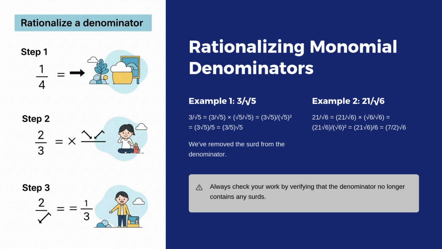Equals (21 × √6) divided by 6. This is obtained because the square root of 6 squared equals 6. Equals 7 divided by 2 times √6. This is obtained by simplifying 21 divided by 6. Always check your work by verifying that the denominator no longer contains any surds.